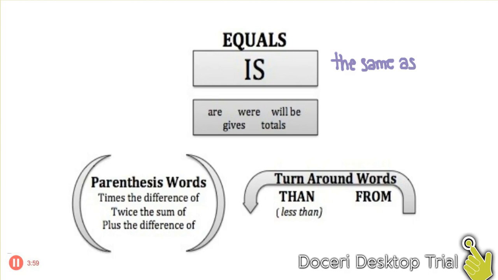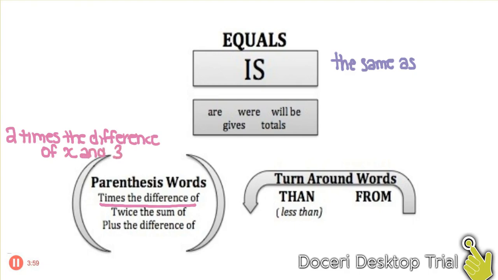Then we have parenthesis words, which means we would need to include a set of parentheses. That would be times the difference of, twice the sum of, plus the difference of. And so the reason we need parentheses on those is if we do times the difference of, let's say we have 2 times the difference of x and 3.